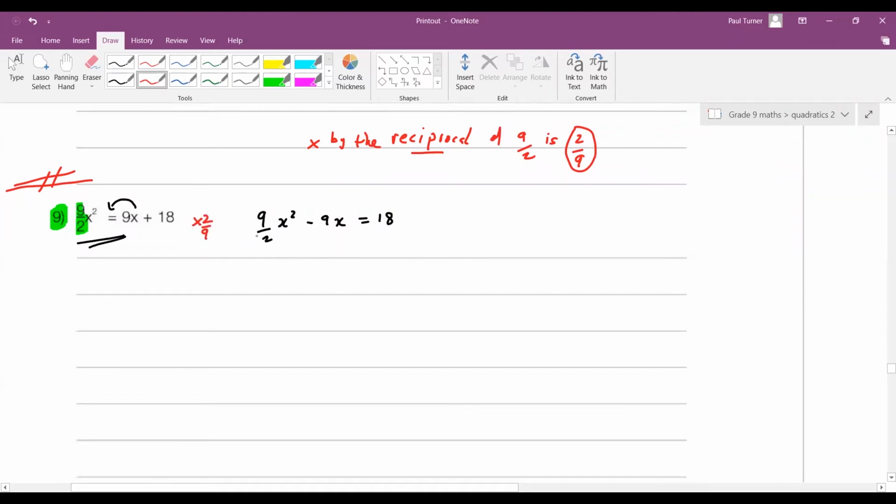Now, if we multiply everything by 2 on 9, we will be able to cancel the 9 on 2. So we'll do that. We'll go 2 on 9 here, 2 on 9 here, and 2 on 9 here. So multiply by that number now. And you can see 2 on 9 times 9 on 2 will be 1 because the 2 will cancel and the 9 will cancel. So we'll get x squared.